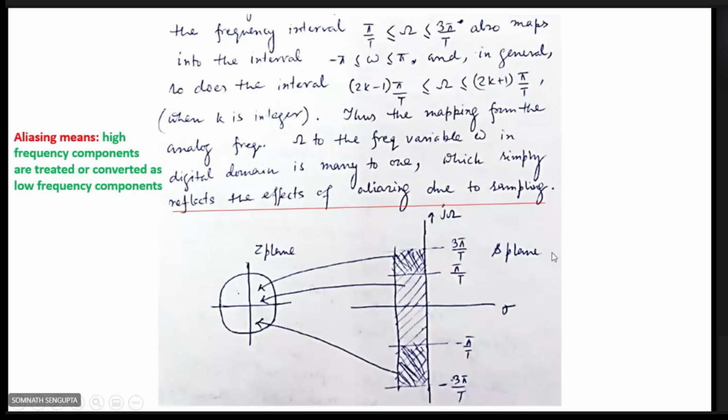So you see that if you go above the axis of j omega, beyond this pi by T, the frequency increases. So the high frequency points are also mapped to the low frequency points. This is nothing but aliasing effect. High frequency components are converted to low frequency components. So this is one drawback for this impulse invariance method.